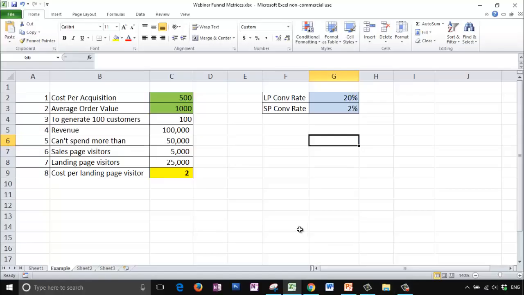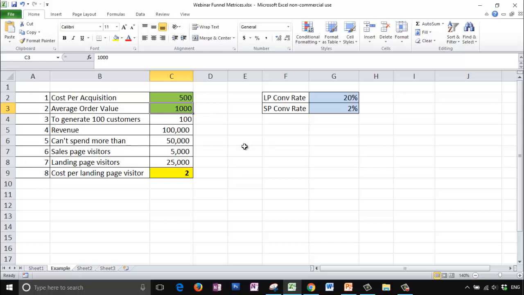Now you'll see a series of numbers here, and I've color coded the numbers which are important. And really what you have to focus on are these two numbers here, and two numbers that will become apparent to you over time. So first is, what is the average order value of your customer? How much does your customer generate for you? So for an example, I'm assuming that the lifetime value of your customer is 1,000 rupees.